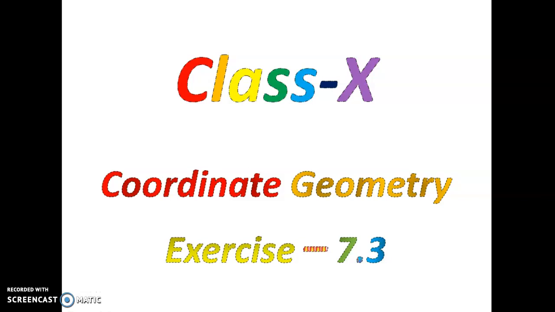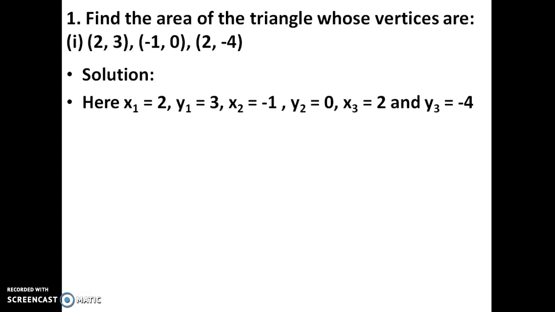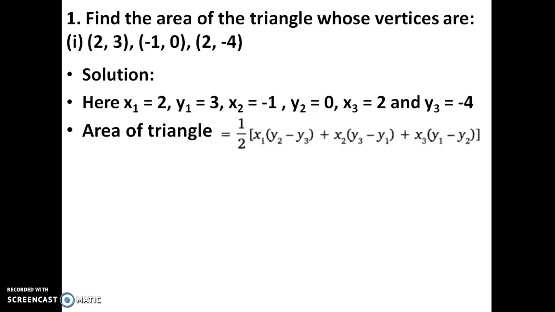Hello students, in the chapter Coordinate Geometry, let's solve exercise 7.3 in this video. First problem, find the area of the triangle whose vertices are (2, 3), (-1, 0), (2, -4). So, coordinates of the vertices are given. We have to find the area of the triangle with the help of the formula. So the formula is given here.